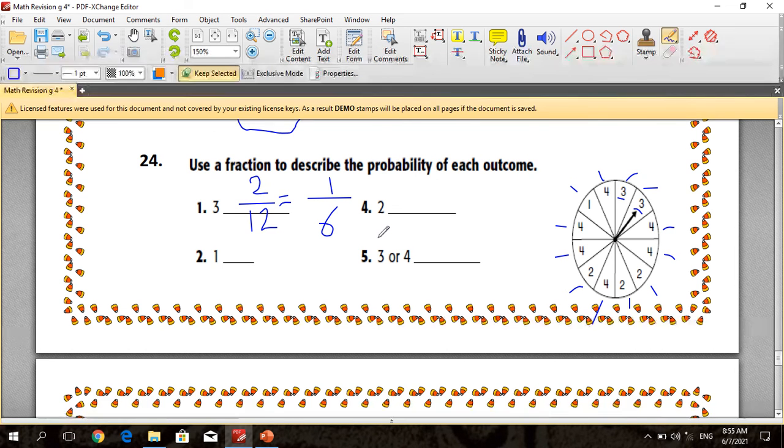Now let's see the second question. What is the probability of getting 2? Make a fraction, write the total number, that's 12. Okay, how many 2s do we have here? We have 1, 2, and 3. So that will be 3 over 12.